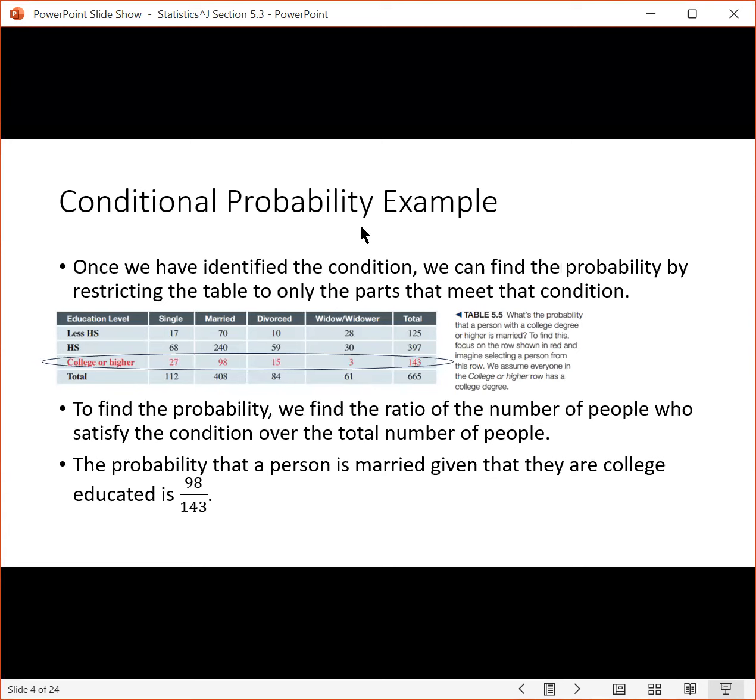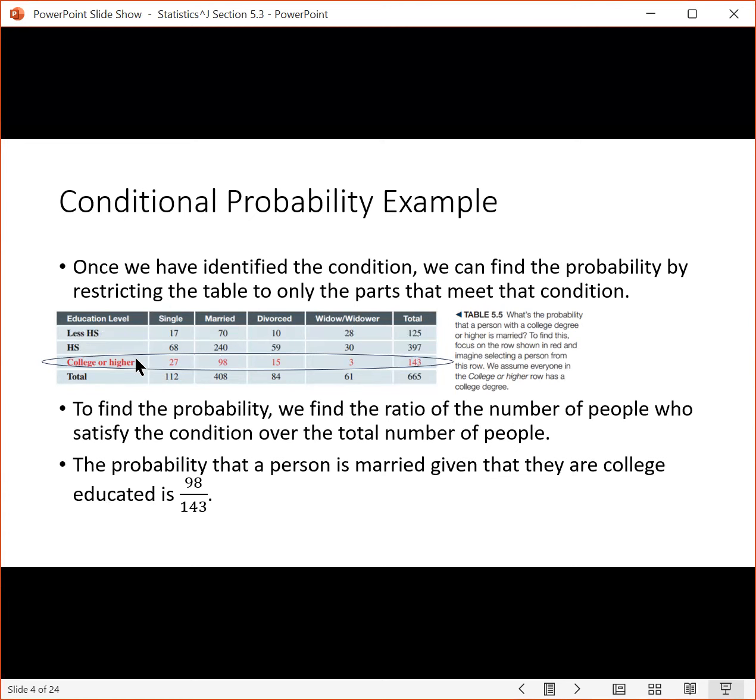All right, so once we have the condition, we find the probability by restricting the table to only the parts that meet the condition. We're told the person is college educated, and we want to know, are they married? So if we know that the person is college educated, then we don't care about the people who have less than high school or high school education. We only care about the people who are college educated. So we just highlight that column and ignore the rest of the table.